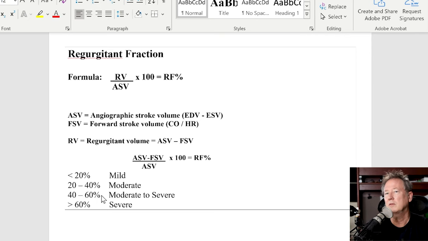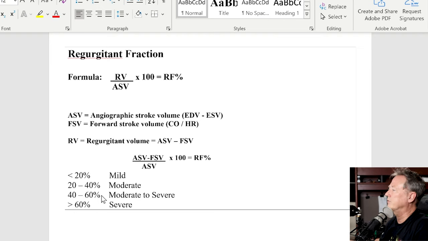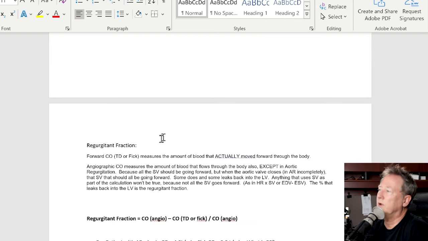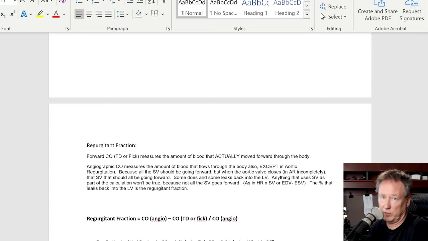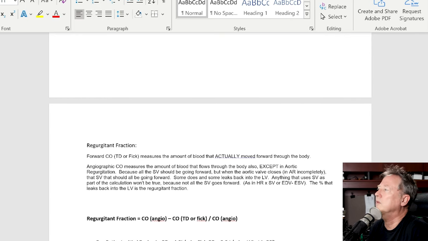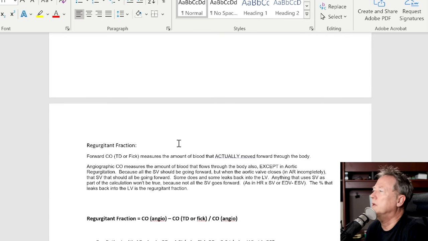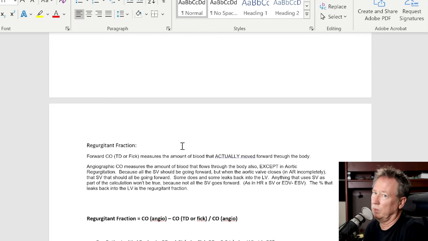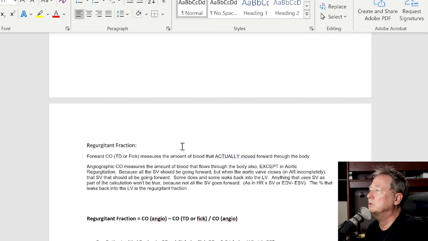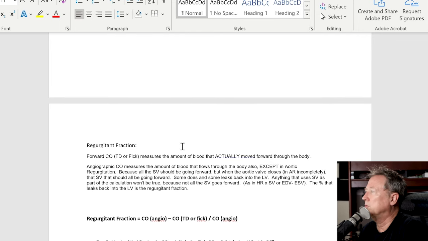So let's take a look at some examples of how to calculate regurgitant fraction. On regurgitant fraction, the forward cardiac output is thermodilutional or Fick. It measures the amount of blood that actually moves forward in the body. Angiographic cardiac output or stroke volume measures the amount of blood that flows through the body also, except in aortic regurg. The stroke volume should all be going forward when the aortic valve closes, but in aortic regurg the valve is incompetent, and the stroke volume that should all be going forward sometimes leaks back into the LV.